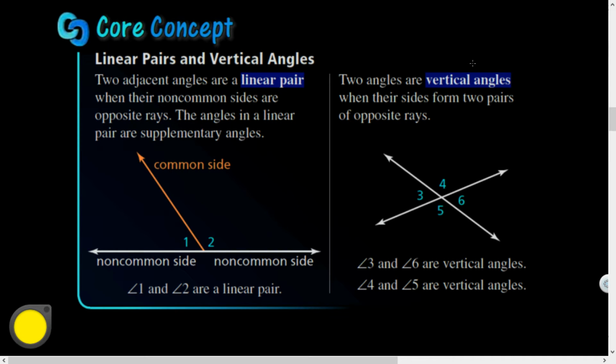Then here we go. Vertical angles. Two angles are vertical angles when their sides form two pairs of opposite rays. So here, 3 and 6 are vertical angles, as well as 5 and 4. And I just labeled these as being congruent to one another. That's something that we will prove, but I don't think we'll prove it right now.